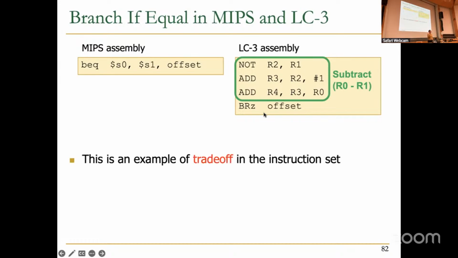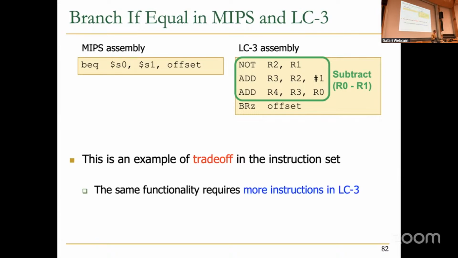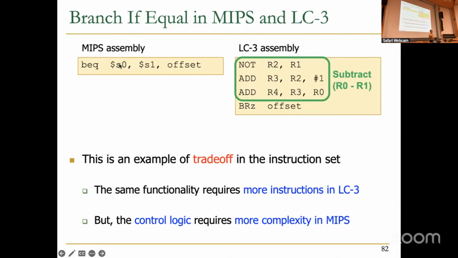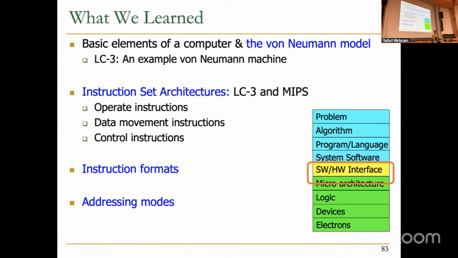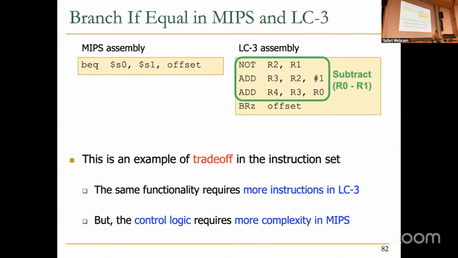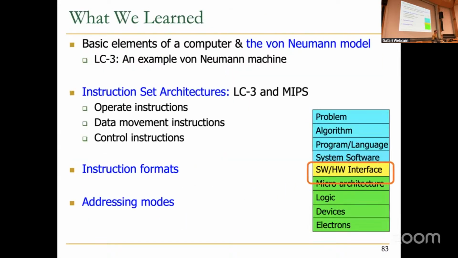Now you see another trade-off in the instruction set, which is essentially a very similar trade-off that we have seen. The exactly same functionality requires 4 instructions in LC3 and only 1 instruction in MIPS. But the control logic requires more complexity in MIPS because you need to take 2 registers and compare them and then branch based on the value. So this is the same trade-off that we have seen earlier, which is where do you put the instructions? Are they more complex? Are they more simple? I didn't give you extremely complex instructions, clearly. But even with very simple instructions like BEQ, there is a level of complexity involved that's more complex than primitive instructions like not, add, and branch with condition codes.